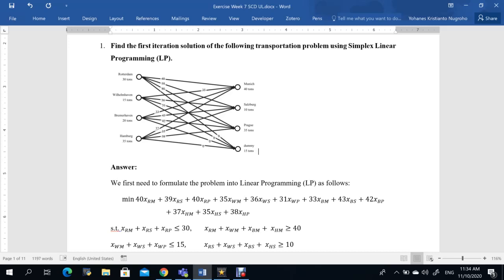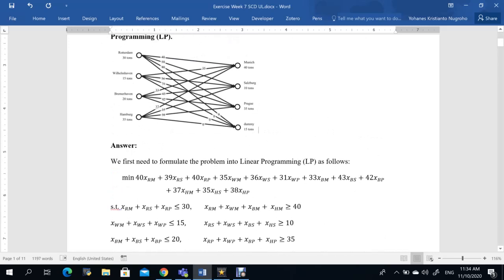For the constraints, we have several constraints as follows. Transportation from a particular source to several destinations cannot exceed its capacity. For instance, delivery from Rotterdam to either Munich or Salzburg or Prague cannot exceed 30 tons. And also delivering products from Wilhelmshaven to Munich, Salzburg, and Prague cannot exceed 15 tons, and so on.